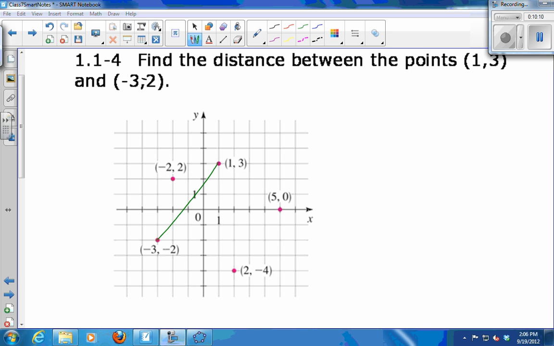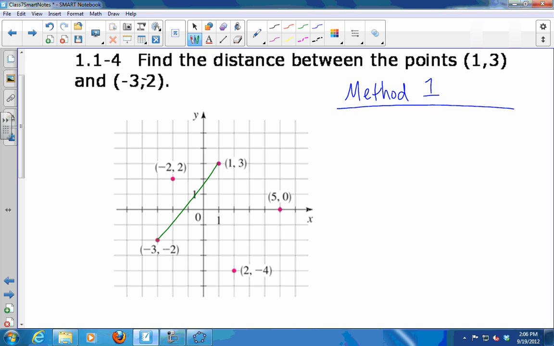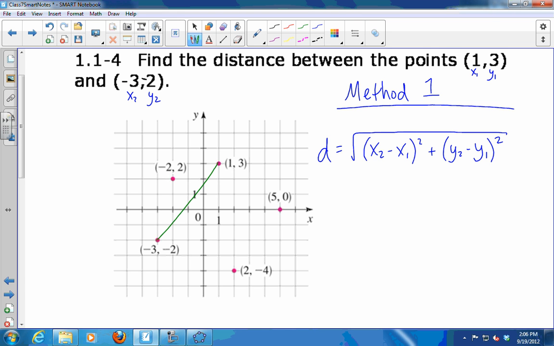Okay, let's go over it. We'll do it both ways. We'll start with the distance formula. So the distance is the square root of x2 minus x1 squared plus y2 minus y1 squared. We'll call this x1, y1, and this one can be x2, y2. And then we just plug into the formula. So this is going to be the square root of x2, which is -3, minus x1, which is 1, squared, plus -2 minus 3 squared.